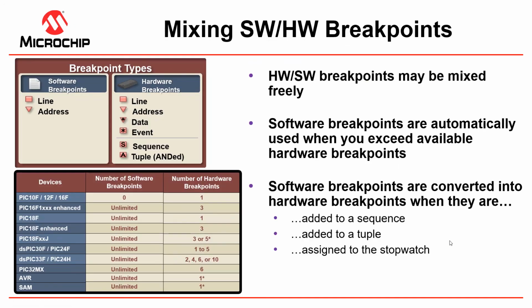Software and hardware breakpoints may be mixed freely, and in fact you might not be aware that this is happening. Software breakpoints are automatically used when you exceed available hardware breakpoints, and software breakpoints are converted into hardware breakpoints when they are added to a sequence, a tuple, or assigned to the stopwatch. So all the features which are not supported by software breakpoints.